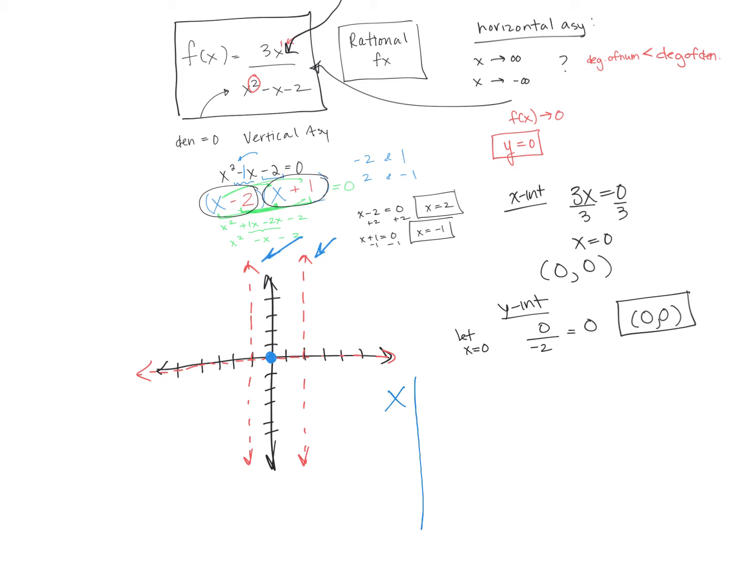So if I'm going to make a table, what I'm going to want to do is choose some things to the left and right of those asymptotes. So if this first one was at -1, I'd probably want to plug in a -2.